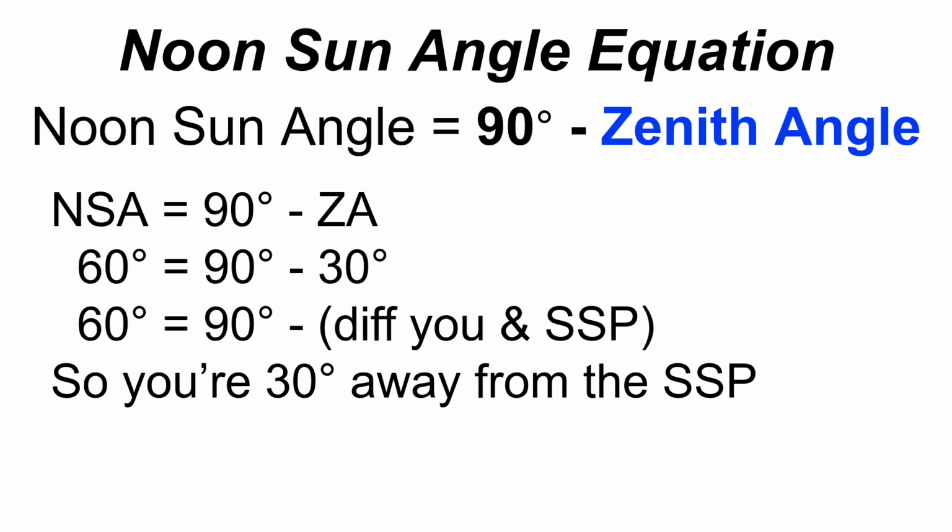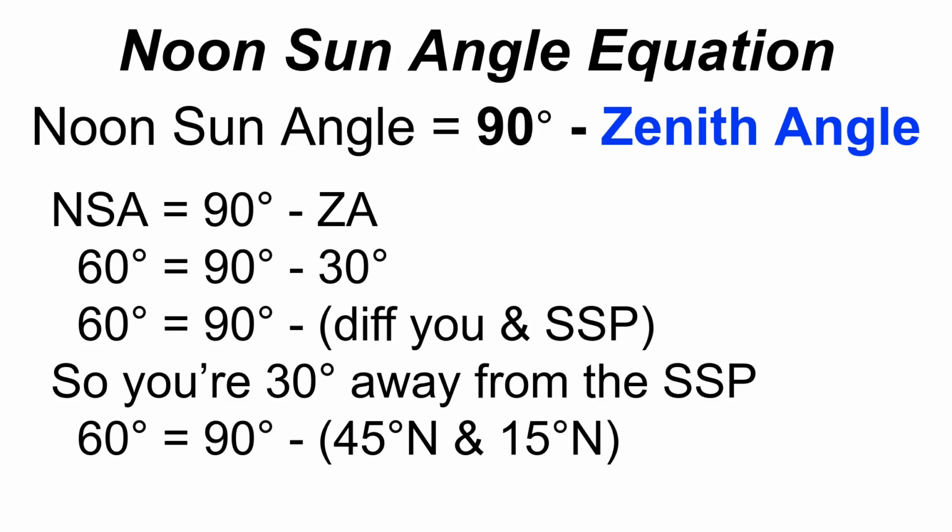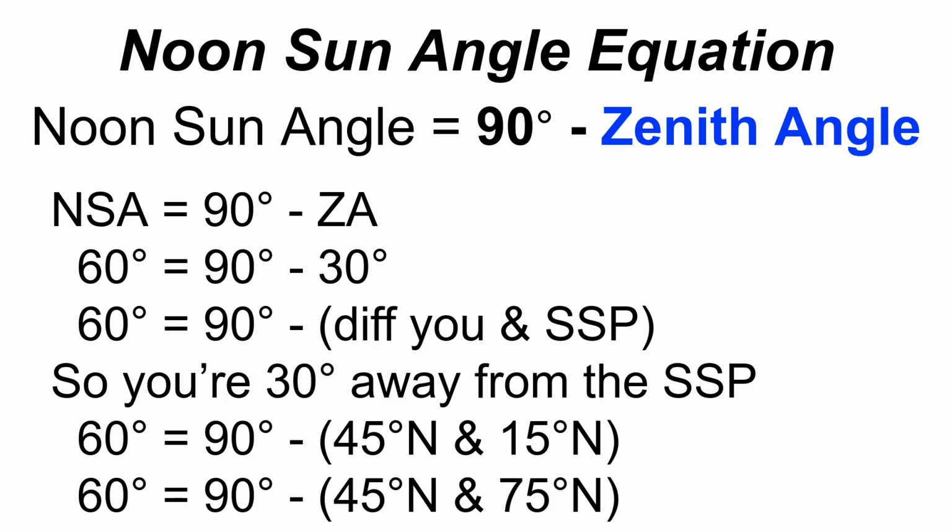Now, the people in this class who are really good at math would have realized there are 2 solutions to this, because all I've said is you're 30 degrees away from the subsolar point. You could be 30 degrees north, or you could be 30 degrees south. So the difference between 45 north and 15 north is 30 degrees. So the subsolar point could be at 15 degrees north.